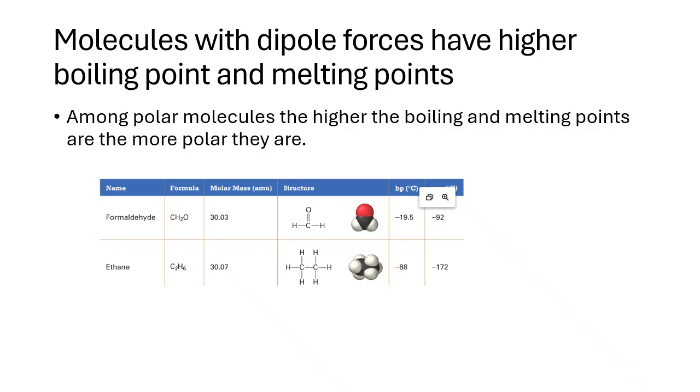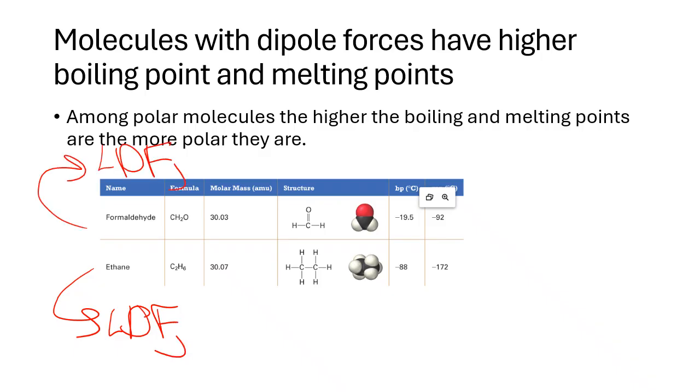So here are two compounds that show what I'm trying to say here. So ethane just has LDFs. Formaldehyde, everything always has dispersion forces or LDFs. They both have the same molar mass, or you can say they have the same molar mass, close enough. But then the boiling point and melting point for formaldehyde is much higher.